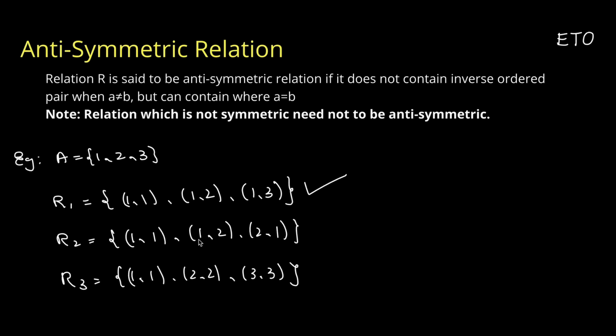R2 contains inverse of (1,2), that is (2,1). So it is not an antisymmetric relation. R3 contains ordered pairs (1,1), (2,2), (3,3). Antisymmetric relation can contain the ordered pair with same element. So this is antisymmetric relation.